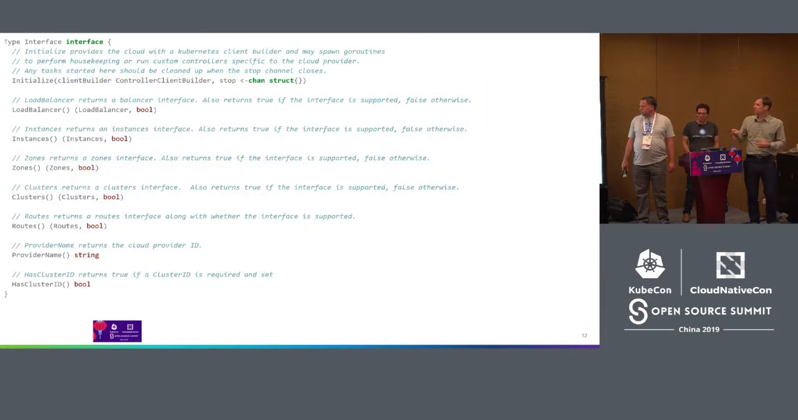So this is the actual code. This is the actual provider that you have to implement. And so there's an initializer and then a method that returns if each of these are set and an object that is an implementation of that particular interface.